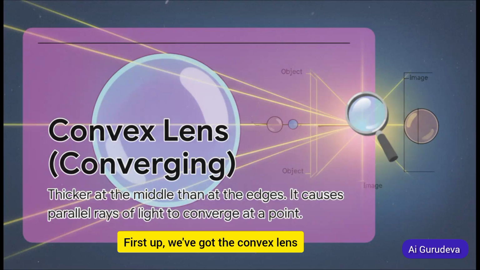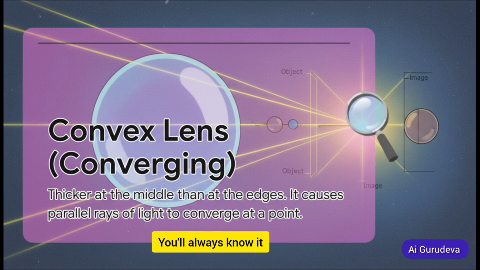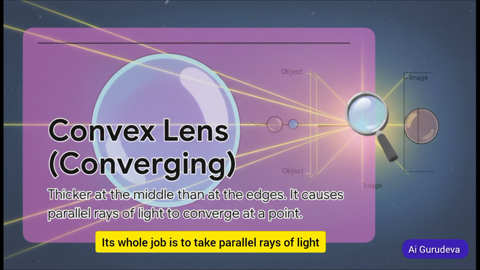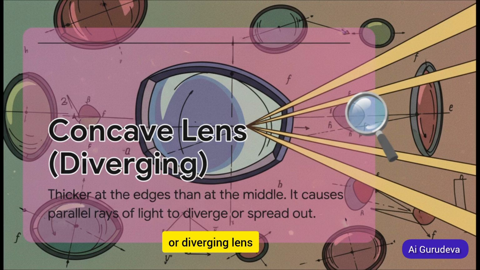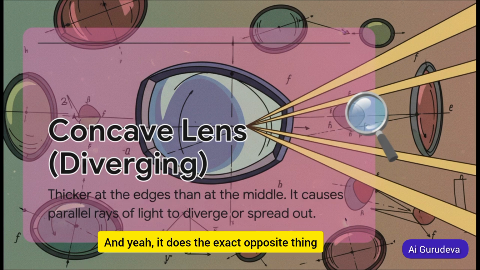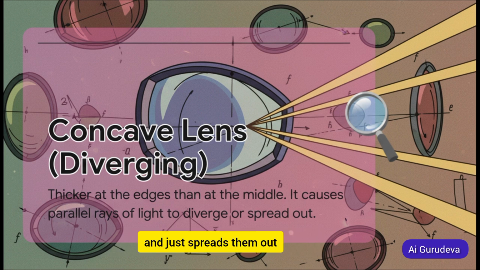First up, we've got the convex lens. This is our converging lens. You'll always know it because it's chubby in the middle and gets thinner at the edges. Its whole job is to take parallel rays of light and bring them all together, focusing them into one single powerful point. And then you have its opposite, the concave or diverging lens. This one's skinny in the middle and thicker at the edges. And yeah, it does the exact opposite thing. It takes those same parallel rays of light and just spreads them out, making them diverge away from each other.